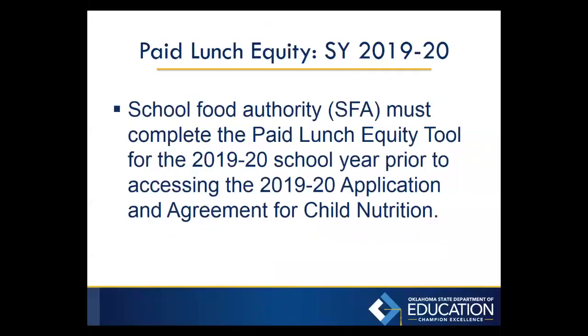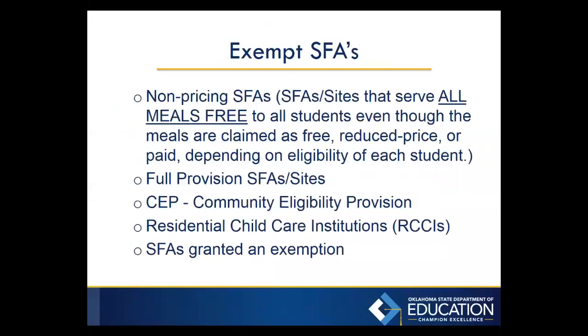And this year, in years past, we've attached the paid lunch equity tool to your April or May claim. This year, we're going to attach it to your application agreement for the 1920 school year. So if you're thinking, oh, I've got to get this done because they've locked my April claim, no, we're not locking your April claim this year or your May. You will have until we do the rollover and start processing applications and agreements for the next school year. So you've got a little bit of time to get this to us, because we know you're very busy at the end of the school year trying to get other things wrapped up.